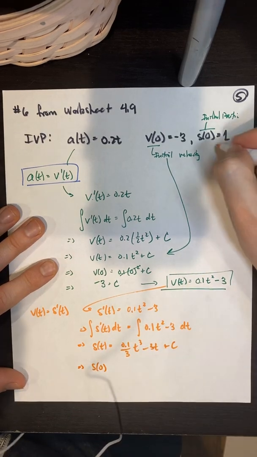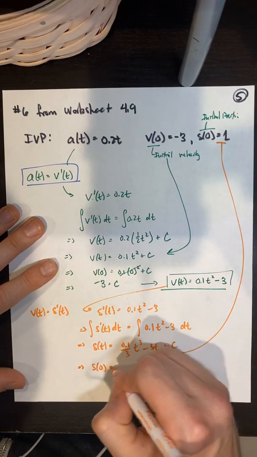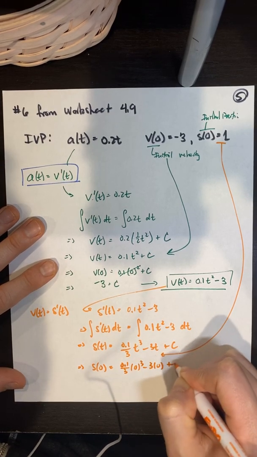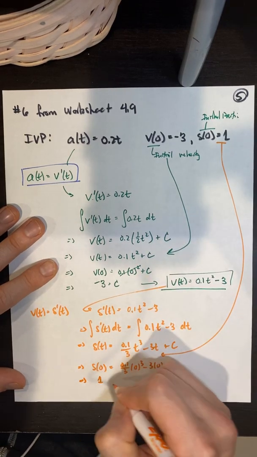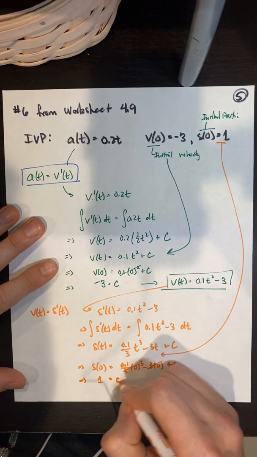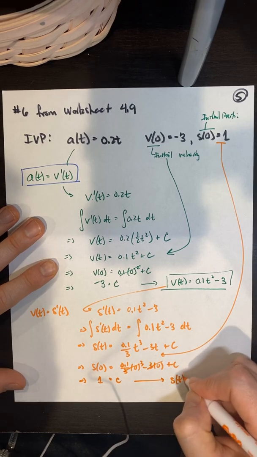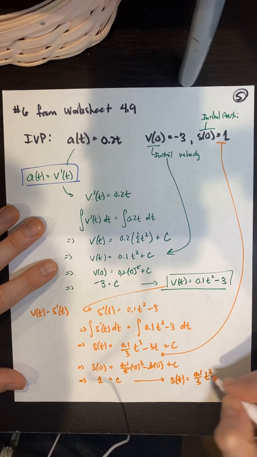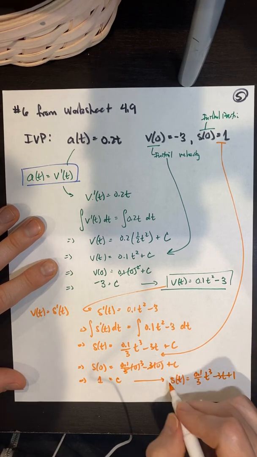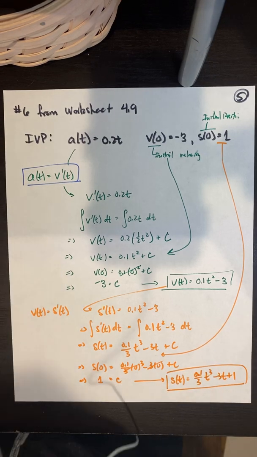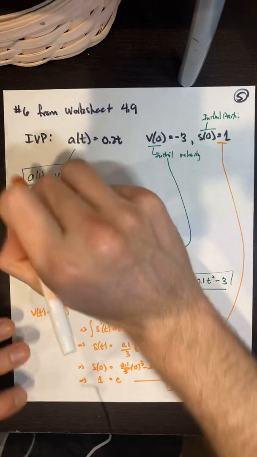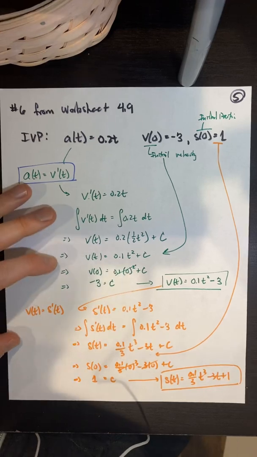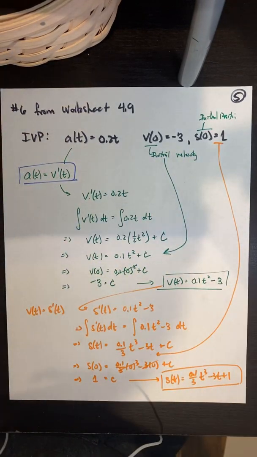Plug in the initial position in here. So I would get 0.1 over 3 times 0 cubed minus 3 times 0 plus c, and the initial position was 1. So this goes away, so c is equal to 1, which means my position function is exactly 0.1 divided by 3, t cubed minus 3t plus 1. So that would be my position. Essentially, if I have acceleration, I can integrate once to get the velocity. If I have velocity, I can integrate again to get the position. Use my initial points for each one to get the value of c.